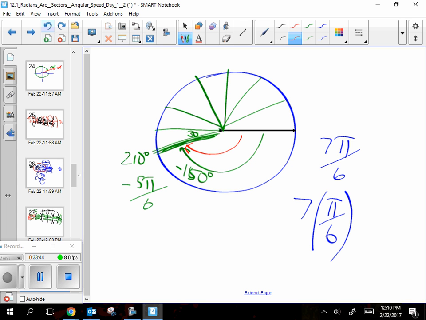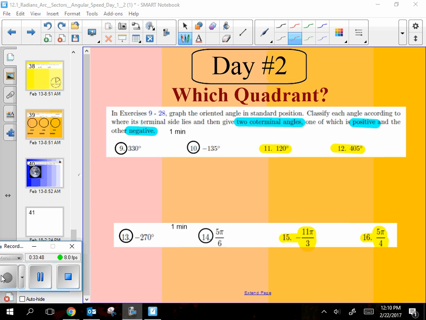And now let's look at your homework together. I'll pause when we get there. So here we are. On this page, it asks you what quadrant you're in, and it says it in a complicated way: classify each angle according to where its terminal side lies. I just want you to draw it for me. You know where 330 is? That's the original starting. Where would 330 be? It's there. That's 330.